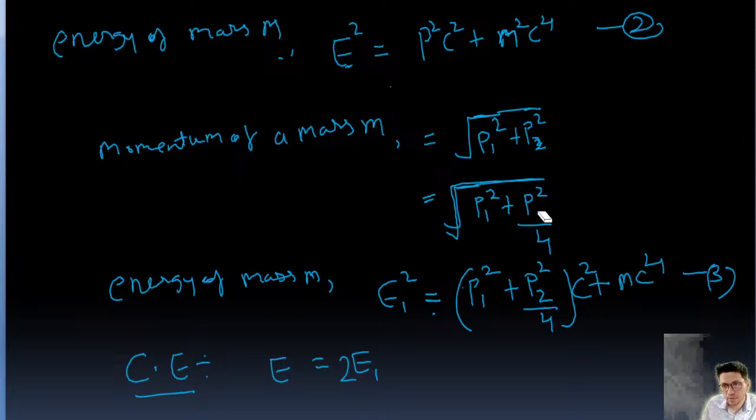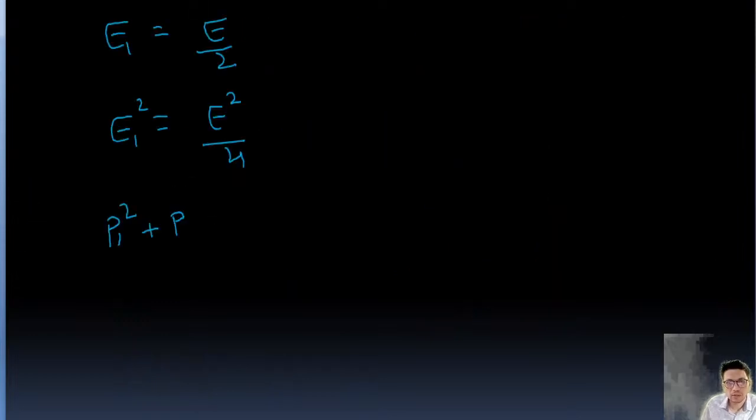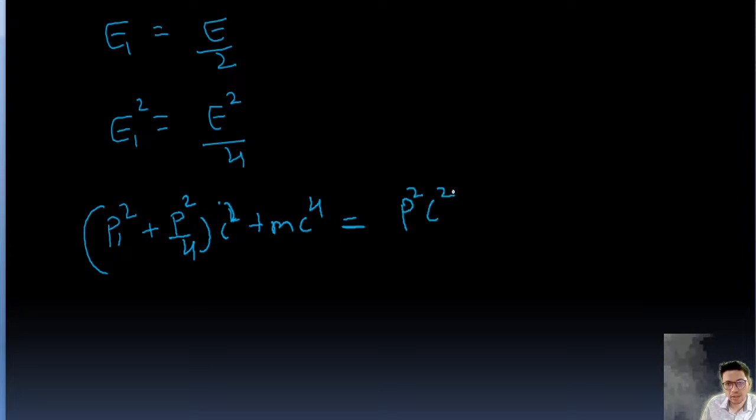So we have put the value, and this is P square by 4. So this value is going to be P square by 4 C square plus small m C to the power 4. This is going to be equal to P square C square plus capital M square C to the power 4.